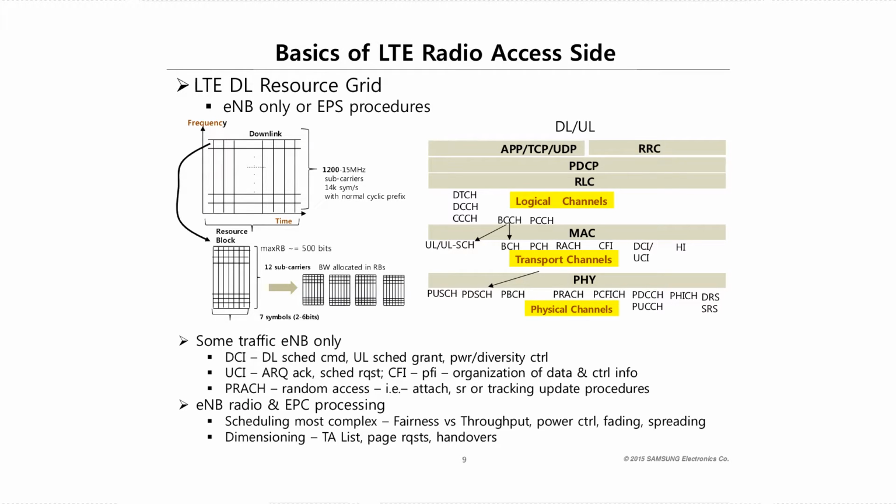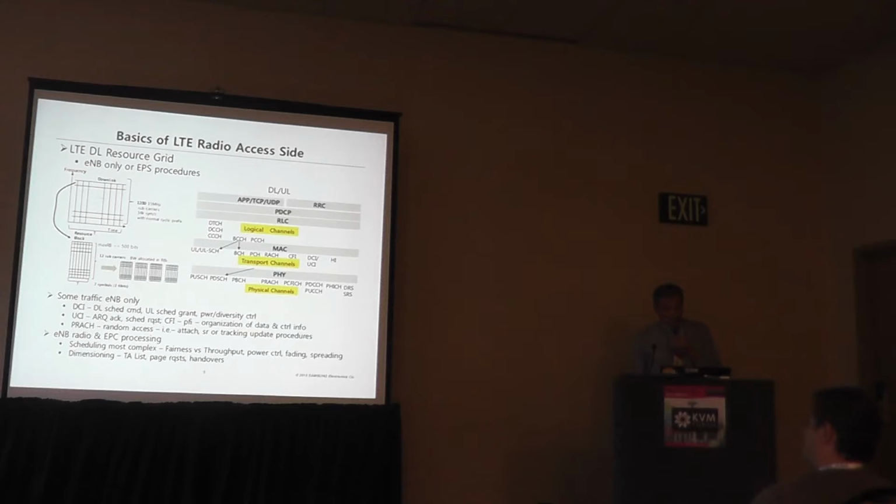Okay, on the radio side, it gets a little bit more complicated. So for a 20 megahertz carrier, and I'm not going to go through the actual protocols, but just the amount of processing that the eNode B has to do. You have approximately 1,200 subcarriers, and so that's about 14K symbols per each subcarrier.